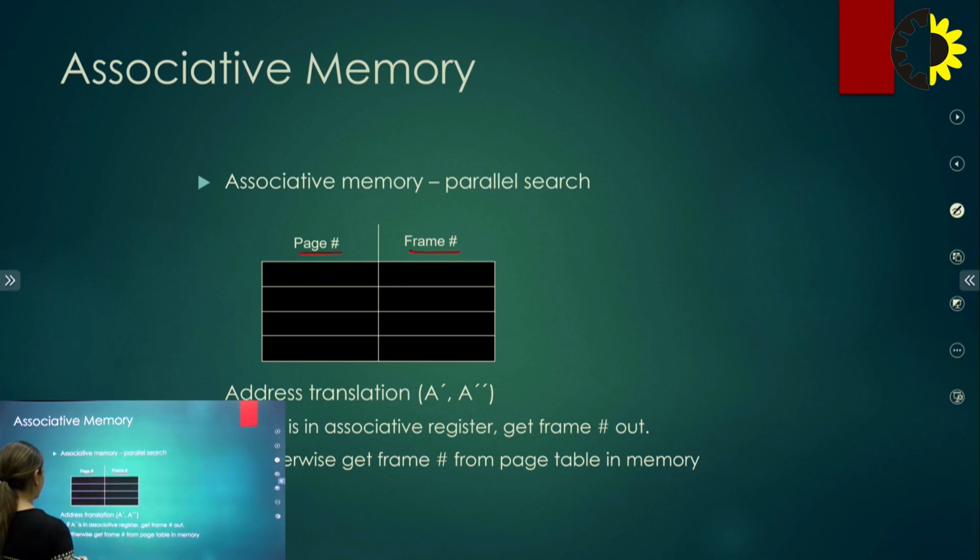Address translation is: A to A dash. A dash is the associative register; if found, get the frame out. Otherwise, get the frame from the page table in the memory, right? Now, this is the register here. When a page is required, it will be searched in the associative memory. And if the page is not there, then it will search in the page table. This way we can reduce the time of searching for pages which are frequently used.